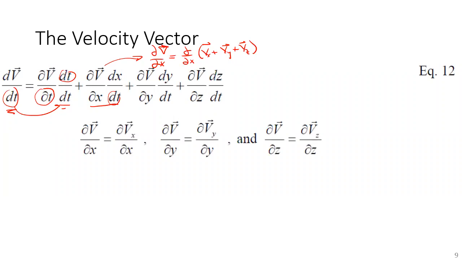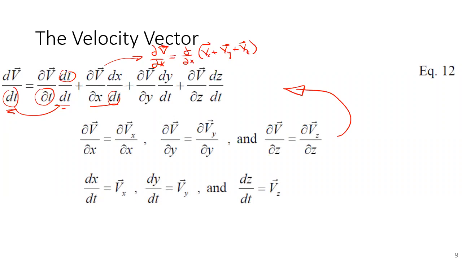So ∂V/∂x is ∂vx/∂x, ∂V/∂y is ∂vy/∂y, and ∂V/∂z is equal to ∂vz/∂z. So we're going to substitute all of these back into this equation. And when we do that, we're also going to recognize that dx/dt is the velocity component in the x direction, dy/dt is the velocity component in the y direction, and dz/dt is the velocity component in the z direction. And that's discussing the second term in each of the last three terms. So that's another substitution we're going to put in here.